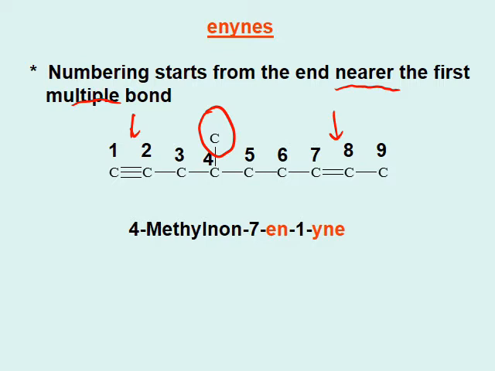Nonane for alkane, nonyne for alkyne, but since you have both alkene and alkyne functional groups, this would be -enyne. So 4-methylnon, then at the 7th location you have the alkene group, so that's the 7th location where the alkene group begins, 7-en and 1-yne. So that's the name of this enyne compound.